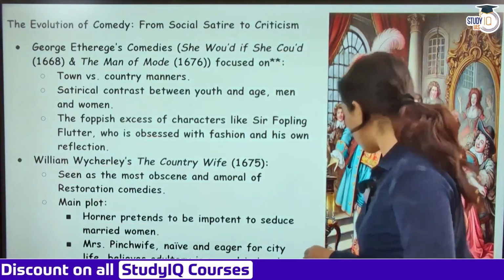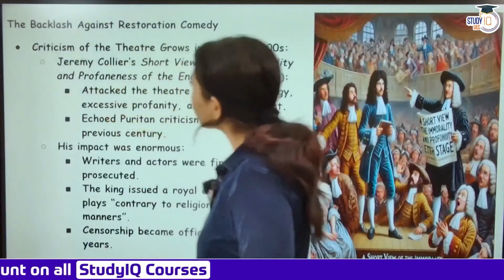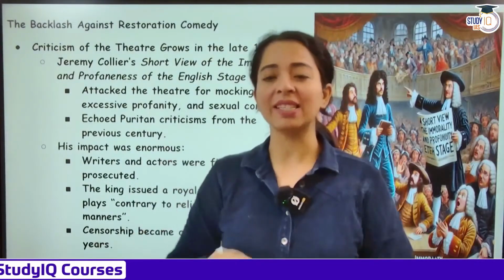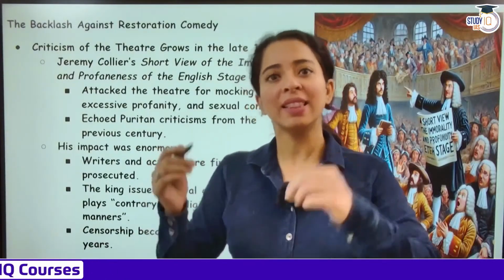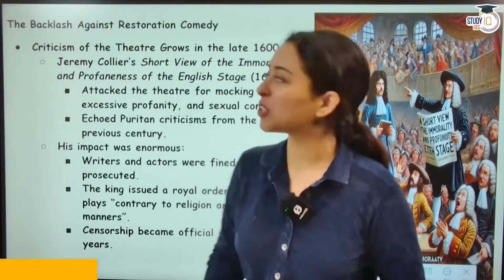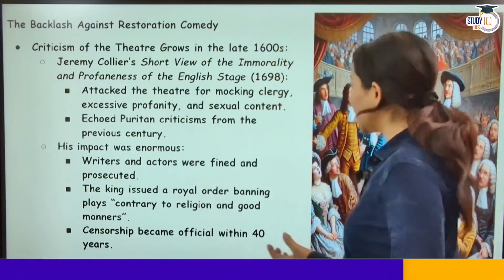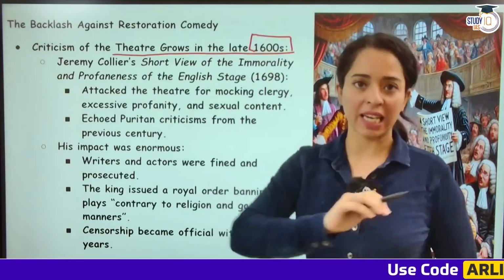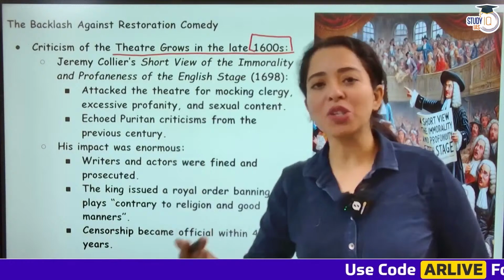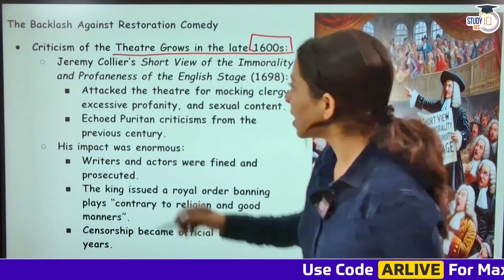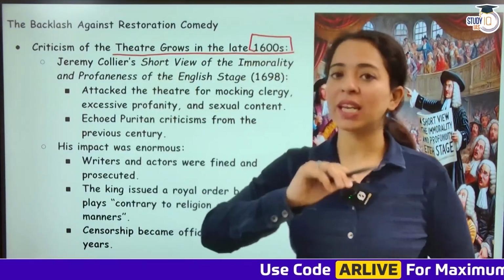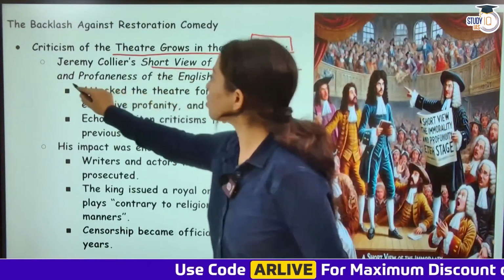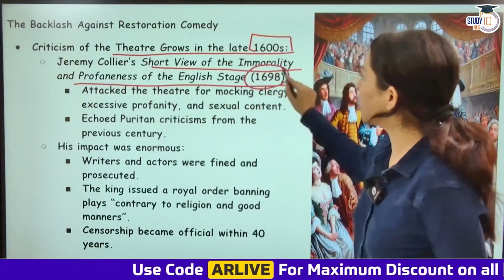William Wycherley. All right. Then moving ahead, the backlash against Restoration comedy. Now there was so much vulgarity and obscenity, such themes were being projected. Do you think that there would not be opposition? Of course there was opposition. So the criticism of the theatre grew significantly in the late 1600s. They were like, "What are these people showing? Why are we showing so much vulgarity on the stage?" So Jeremy Collier wrote A Short View of the Immorality and Profaneness of the English Stage, written in 1698.